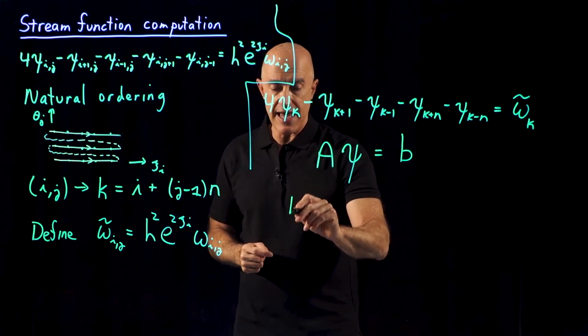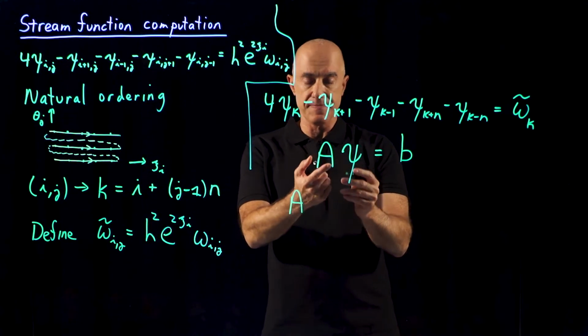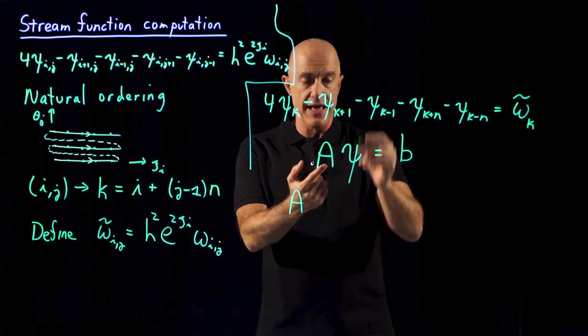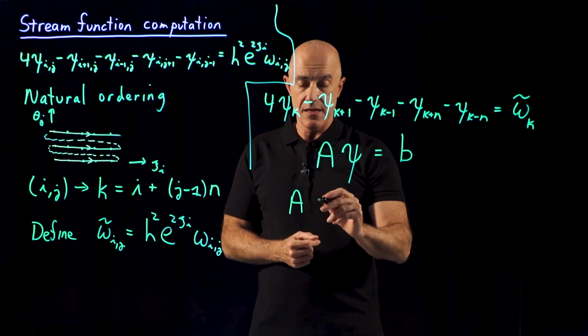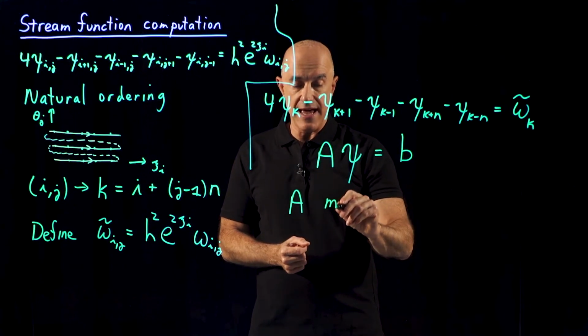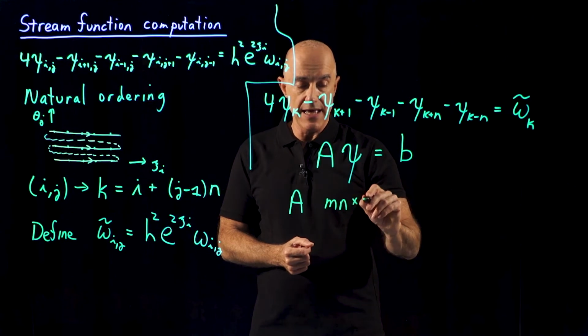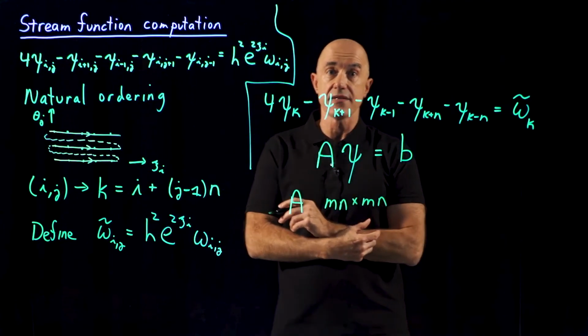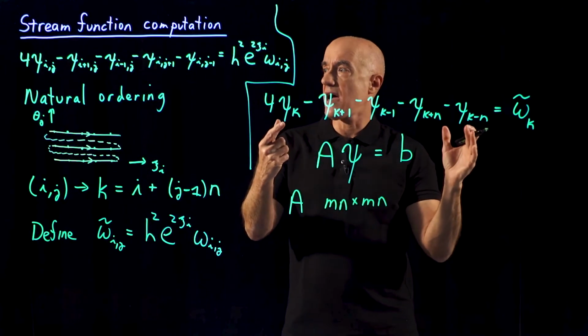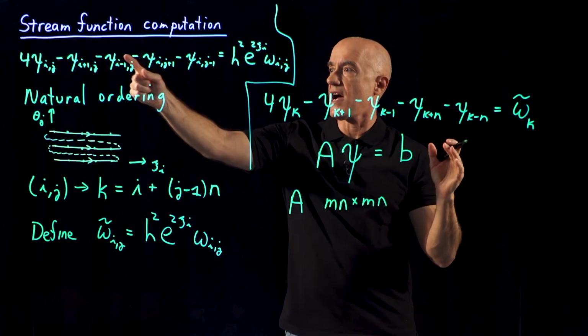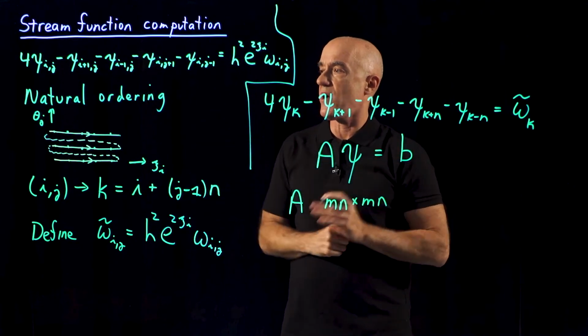So this matrix A then is multiplying a column vector that is of length m times n. So this matrix A is m times n by m times n in size. Very large matrix. So this is our solution for psi from the finite difference equation.